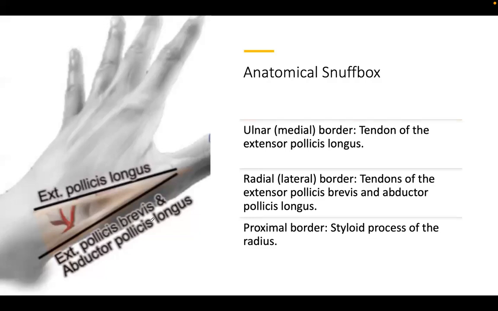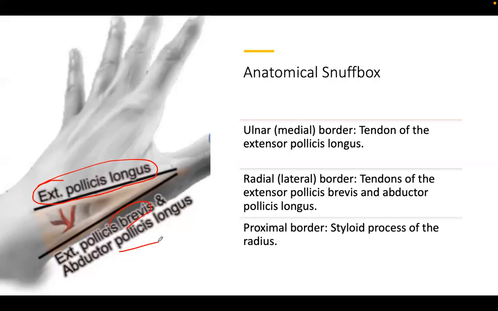So we have, these are tendons. Extensor pollicis longus. Pollicis means thumb here. That's the medial border. The lateral border, you're going to have two tendons: extensor pollicis brevis and abductor pollicis longus. Proximal border is going to be a bone, which is the styloid process of the radius.